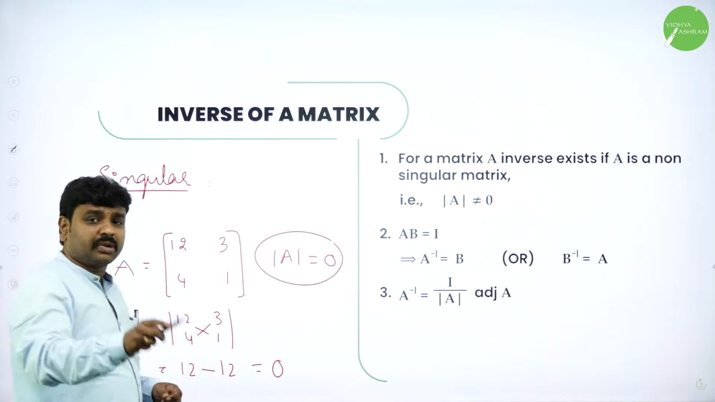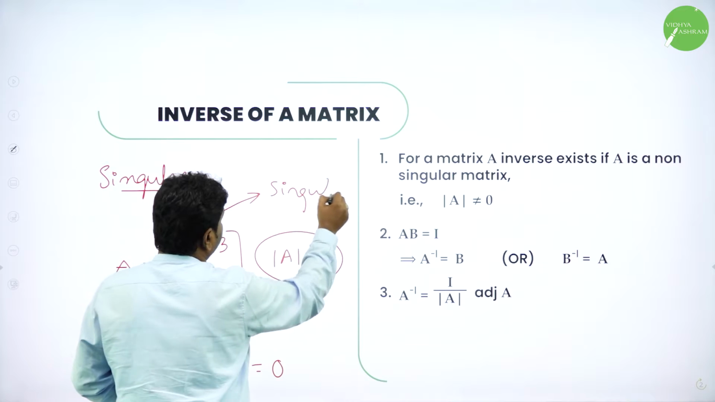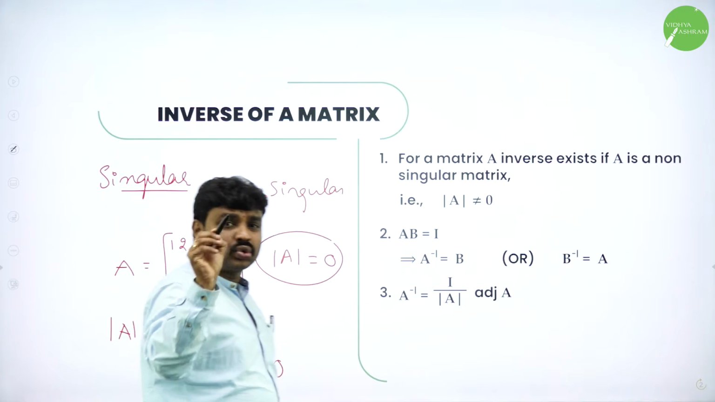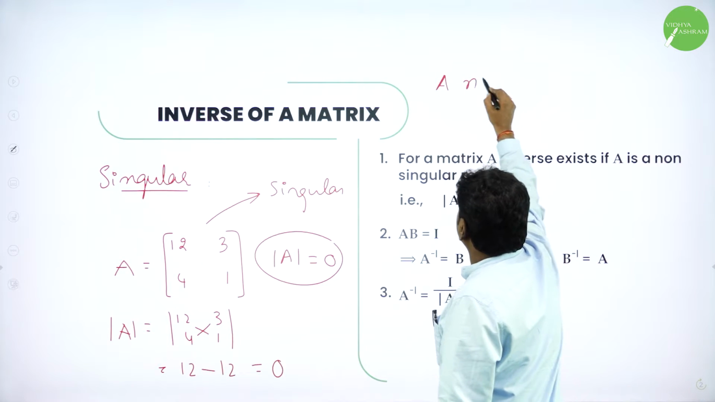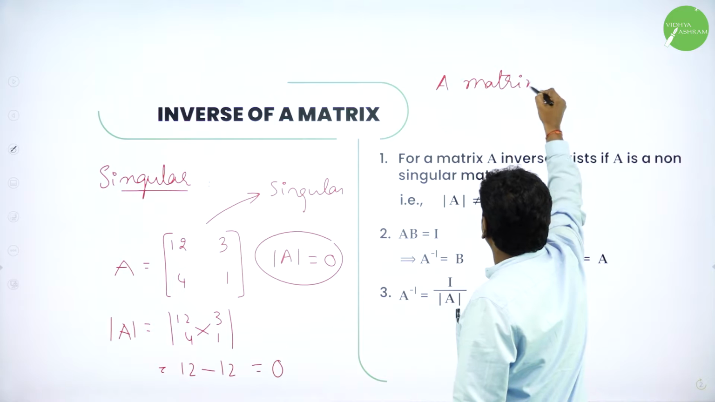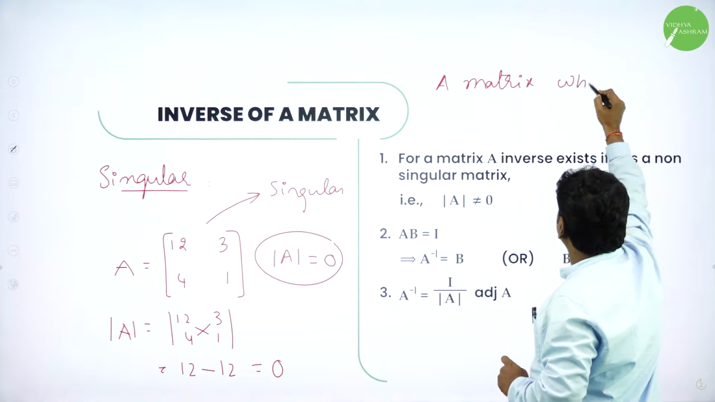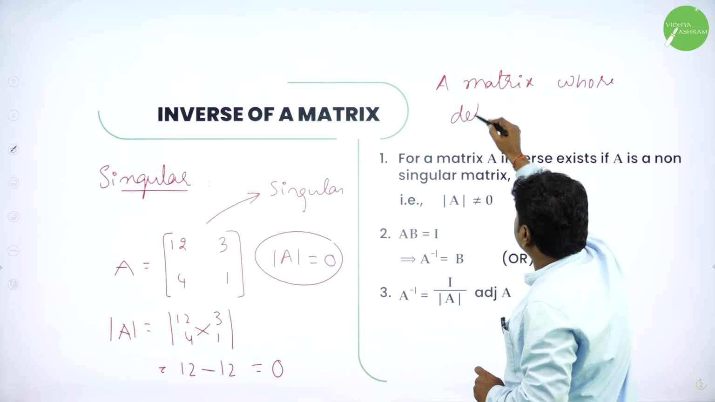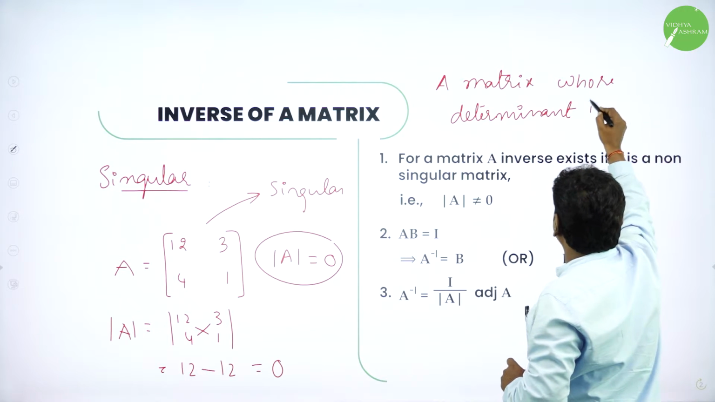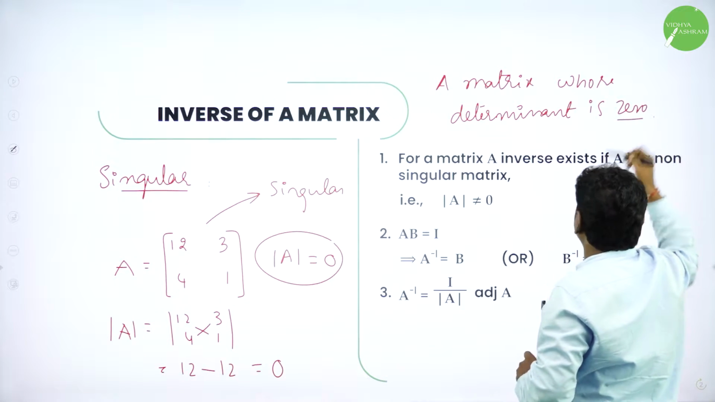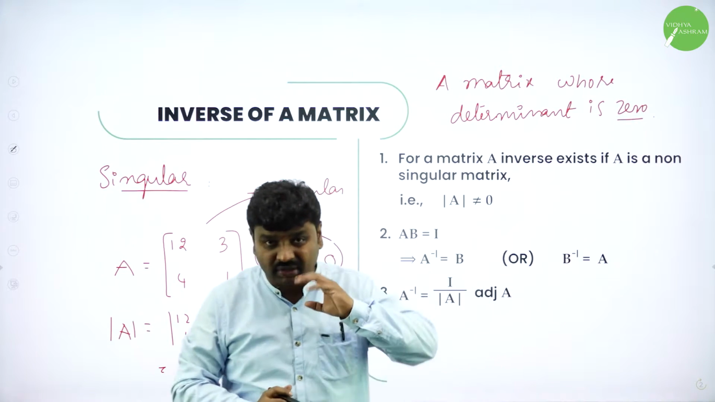If the determinant of a square matrix is 0, then we say A is singular. What is a singular matrix? It's a square matrix, basically, because determinants exist only for square matrices. A matrix whose determinant is 0 is called a singular matrix.